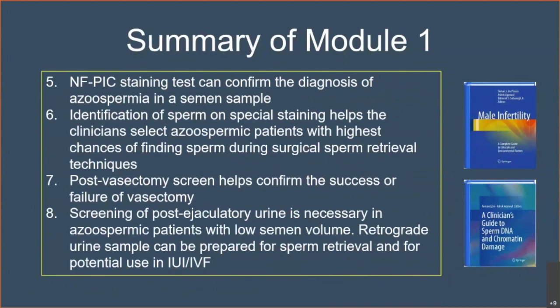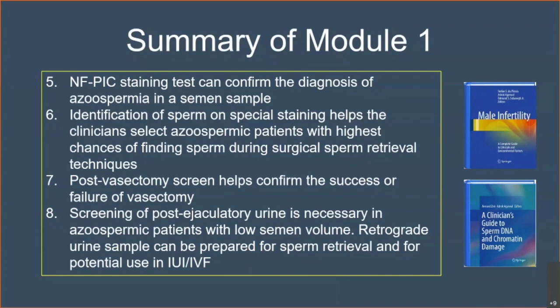Next, the NFP special staining, as discussed by Dr. Sharma, can confirm the diagnosis of azoospermia in a semen sample, as explained by Dr. Neil, and the identification of a sperm on a special staining helps him select azoospermic patients with the highest chances of finding a sperm during surgical sperm retrieval. So this is an important test, and all of you have been provided every single protocol beforehand, which are available on Dropbox for you to read.